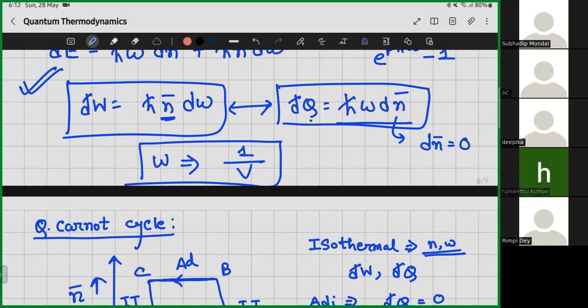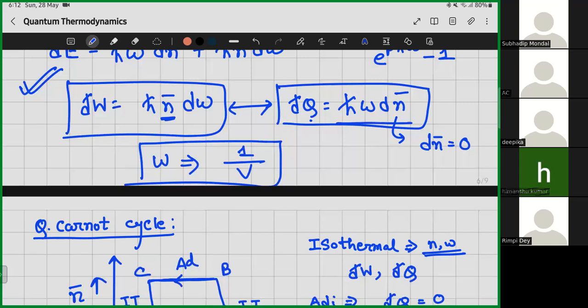But here this volume is not that volume, right? In the classical case volume is different, but when I relate omega with the volume, then that volume is the system volume. Then only we can relate omega and volume. But in the case of classical work done, that is different. If we think of the classical isochoric process, volume change is 0. In the quantum isochoric process, the volume change would also be 0.